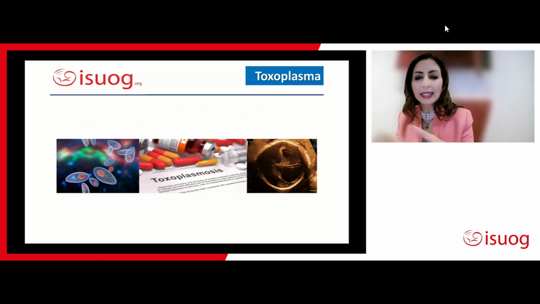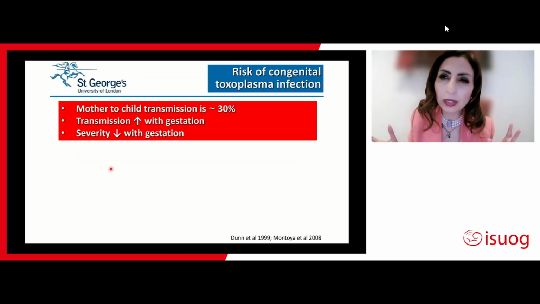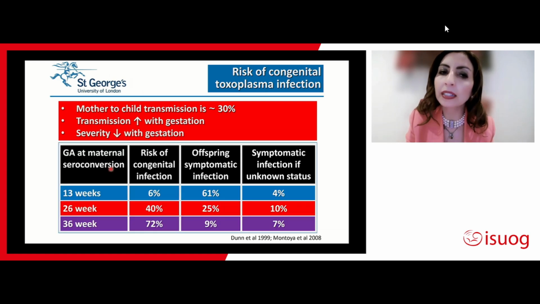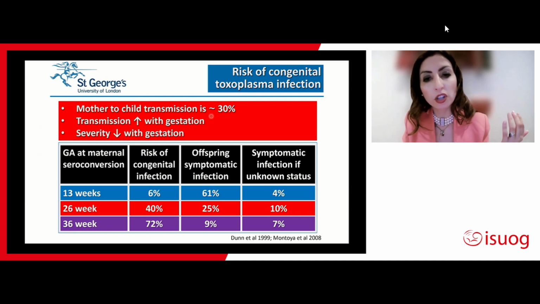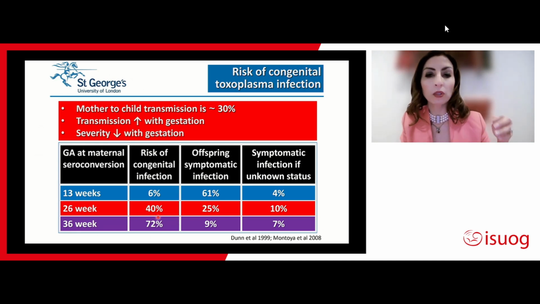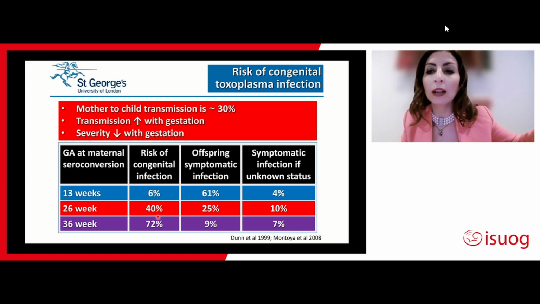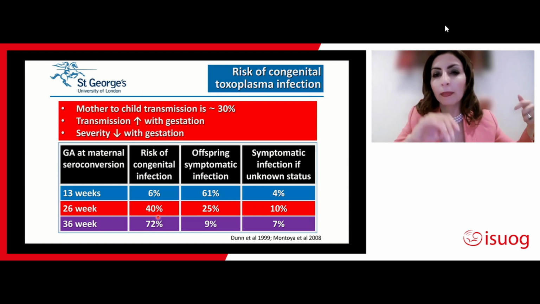So that's about the CMV. What about the toxoplasma? Do you see a similar pattern? Very similar pattern, in fact. So you see the mother-to-child transmission is about 30%, as I mentioned earlier, and you can see this data in these figures from toxoplasma. The transmission increases with gestation, but the severity tends to be less later in pregnancy compared to early in pregnancy.